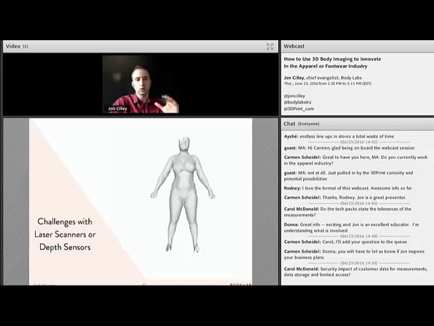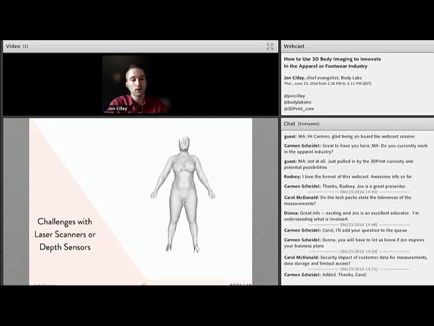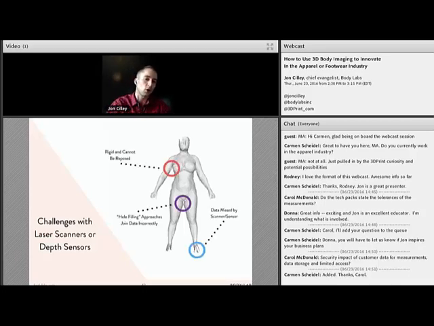There's also these challenges with the data that's captured by the laser scan or by the depth sensor. As you can see in this example, this is a representation of a laser scan. Now, you and I could probably see how this looks like an individual, how this looks like a person. But if you were to ask the computer, it has no idea what it's looking at from a data perspective.